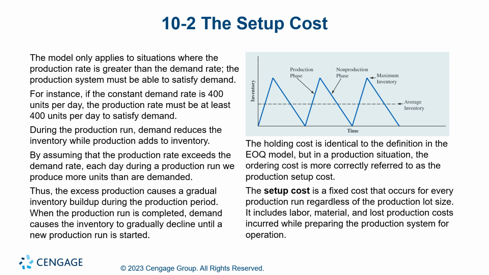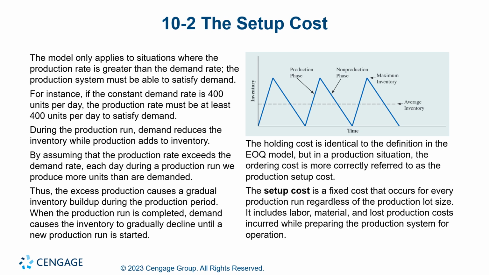One condition that should be mentioned at this time is that this model only applies to situations where the production rate is greater than the demand rate, whereby the production system must be able to satisfy the demand. For instance, if the constant demand rate is 400 units per day, the production rate must be at least 400 units per day to satisfy the demand. During the production run, the demand reduces the inventory while production adds to the inventory. Because we assume that the production rate exceeds the demand rate, each day during a production run we produce more units than demanded. So that's why, as you can see here, this is the average inventory.